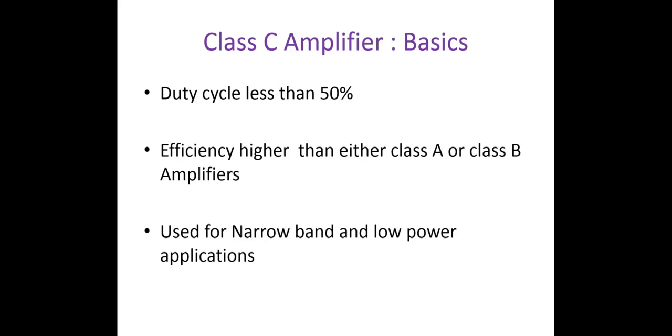Now these amplifiers are slightly different from class A or class B amplifier, and the difference is that their use is limited to narrow band and low power application. Class C amplifiers operate only at frequencies which are close to their resonant frequency.